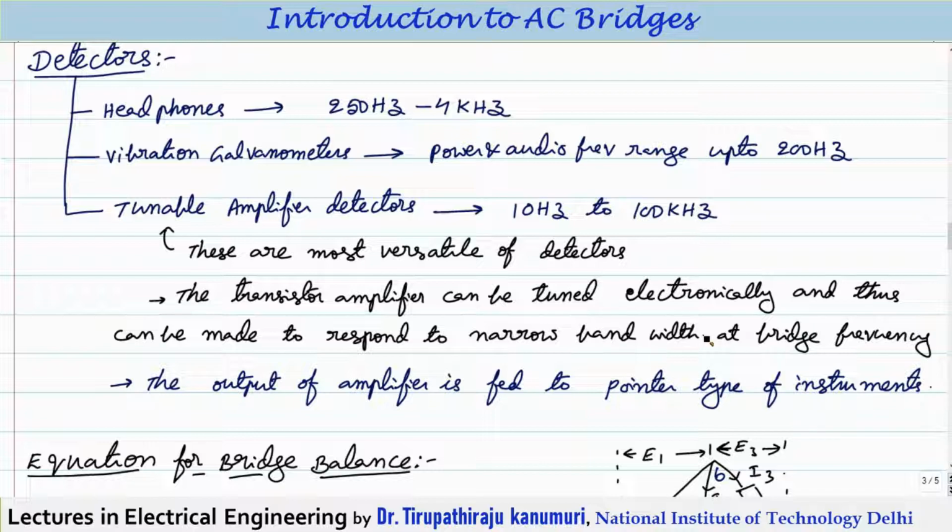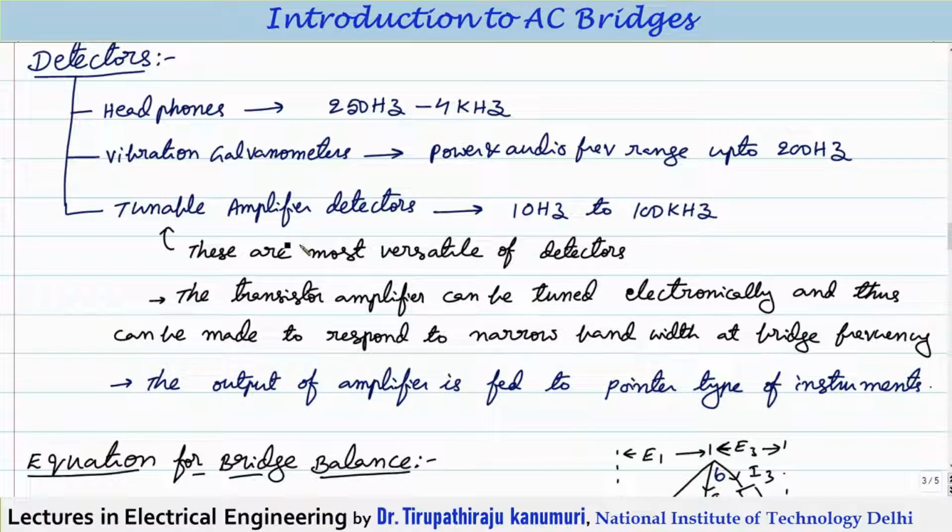And another advantage is that we can fine tune when compared to the other two methods. We can fine tune for a particular frequency. In this case, one amplifier will be fine tuned to a particular frequency, and only that frequency output will be fed to a pointer type of instrument. The pointer instrument will show the reading. When the reading shown is equal to 0, that means there is a null, or the balance is obtained.